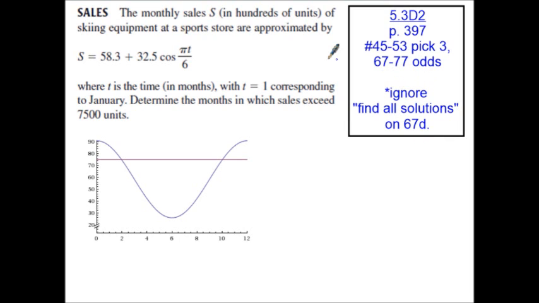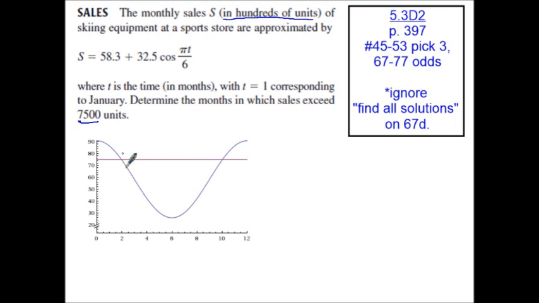But anyway, this is a more traditional word problem than the previous one I did, but here we go. The monthly sales in hundreds of units of skiing equipment at a sports store is approximated by this wonderful trig equation. Times t in months, 1 is January, and then sales exceed 7,500 units. Now that's an important consideration, as is hundreds of units, and then this says 7,500.